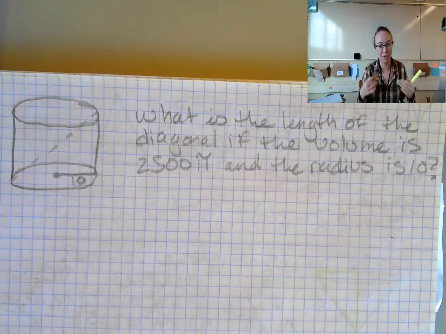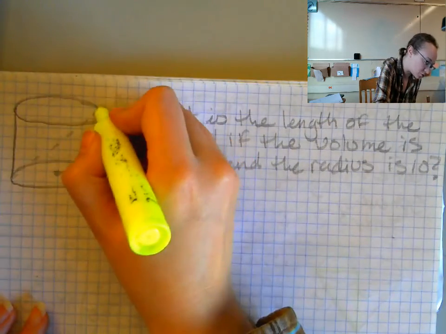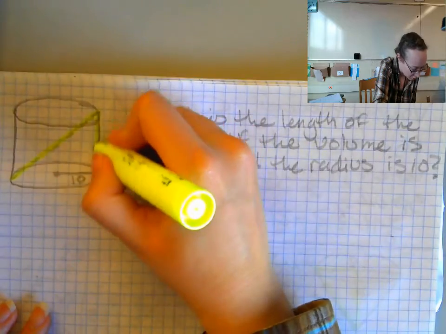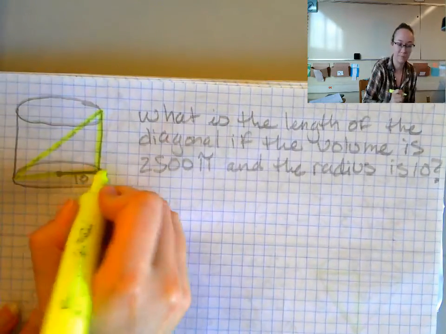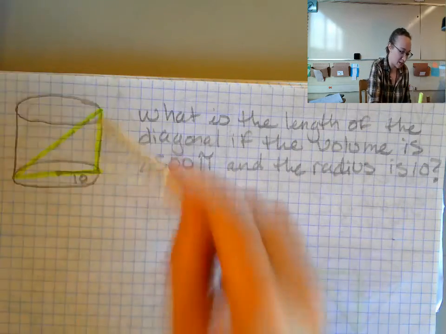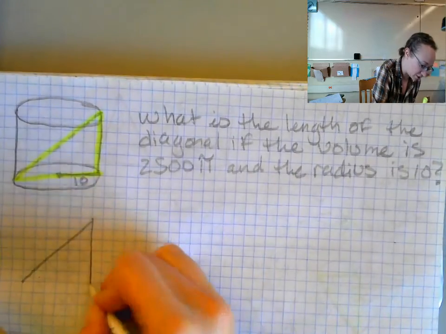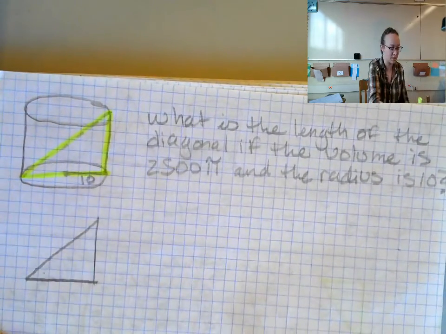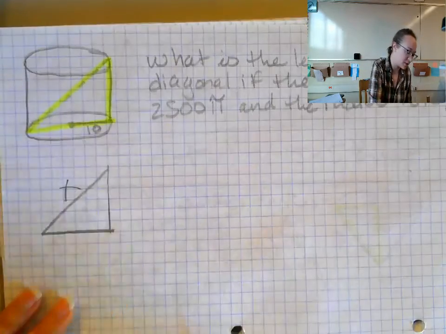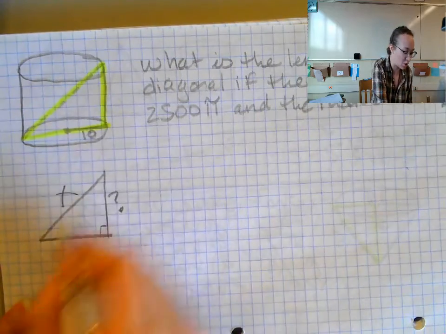Our first step is always to identify the right triangle. Where is the right triangle hiding? So I'm going to draw in the right triangle the way I see it. Like that. Okay? And now I'm going to re-sketch that. I don't have a lot of information on this guy yet. I know this is what I'm looking for, right? That's my unknown. I know this is a right angle. I don't know the height. I know the radius is 10, so all the way across must be 20.